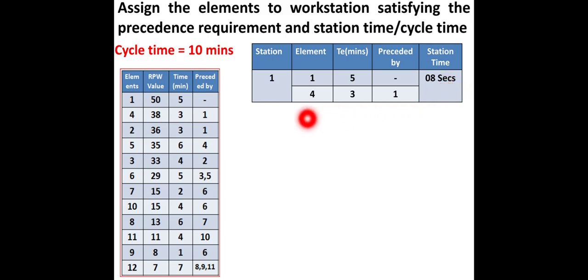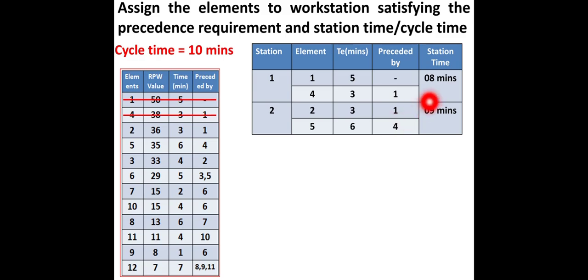Okay. Now what comes next in the table, you need to consider that only first, that is element number 4 of time 3. If this is not possible, if it is 6 minutes only, you need to go for the next value in the table. If it is satisfying the precedence constraint and cycle time, you need to consider this particular element only. So 5 plus 3 is 8. So total time is 8 minutes. Another consideration is not possible here because of the precedence constraint. So next I will go for assigning the next element.